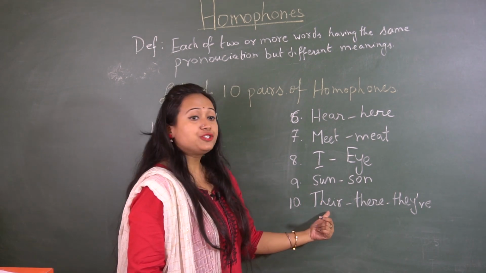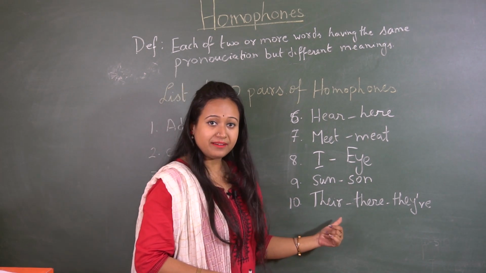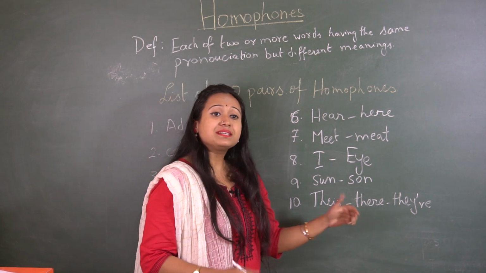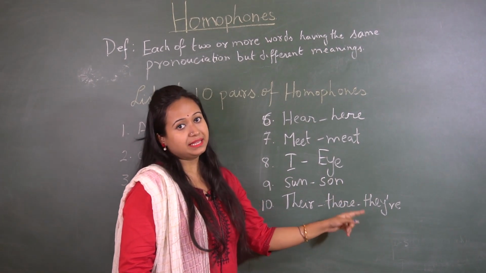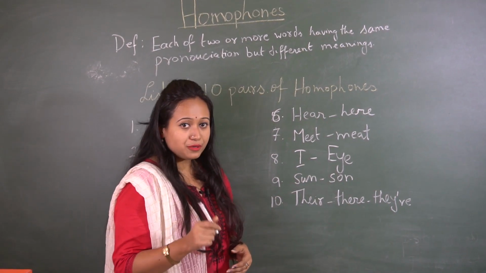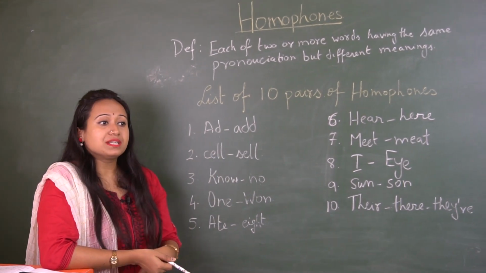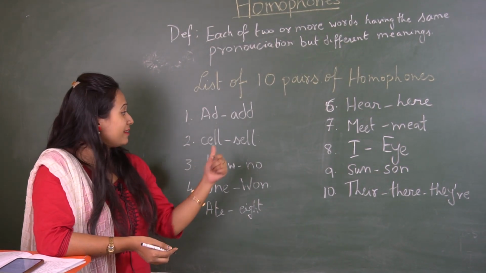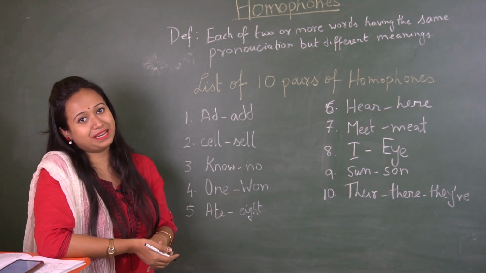Lastly, as I mentioned, there are also three pairs. This is their, T-H-E-I-R, like it belongs to them or theirs. There, T-H-E-R-E, means a certain location, and they're, T-H-E-Y apostrophe R-E, means they are. So you see, the important trick is that whenever you are dealing with homophones, on the basis of the usage of the sentence, try to understand which is the correct spelling. The more accurate and appropriate you are with the spellings, the fewer mistakes you will make.